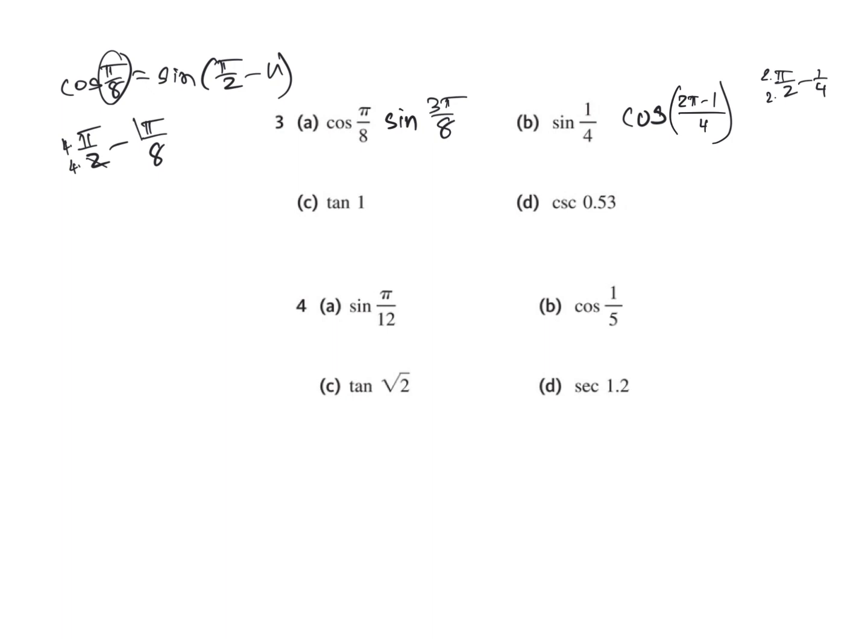All right, same type of thing here. The tangent goes with cotangent, and again, that's going to be pi over 2 minus 1, which is 2 over 2 for a common denominator. So it's the cotangent of pi minus 2 all over 2.